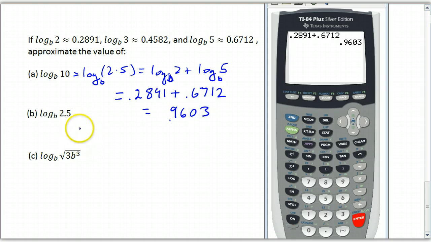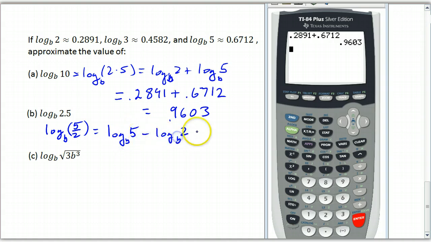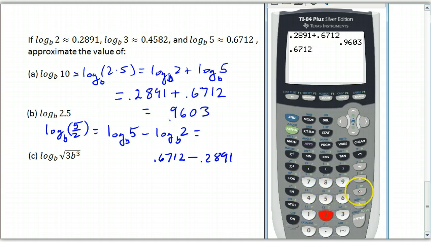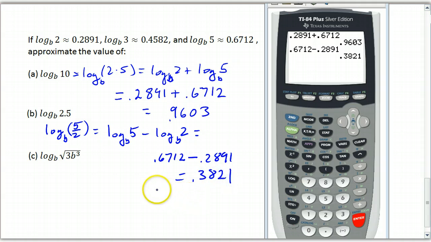How about the log of 2.5? Well, that is the log of 5 divided by 2 base b. So that's the log of 5 base b minus the log of 2 base b, which is equal to 0.6712 minus 0.2891 and we get 0.3821.